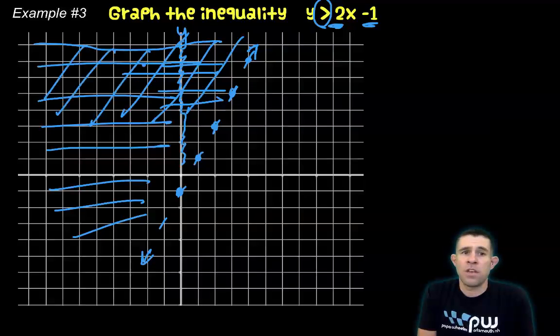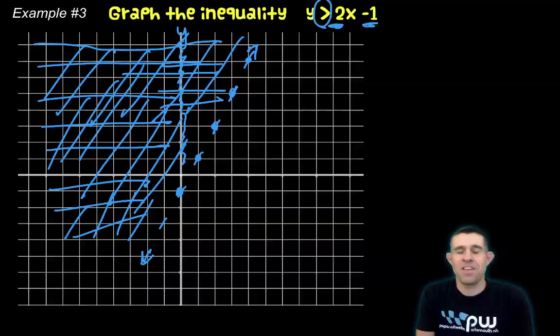So we want to shade everything above this y-axis. Or sorry, we shade everything above our line 2x minus 1.